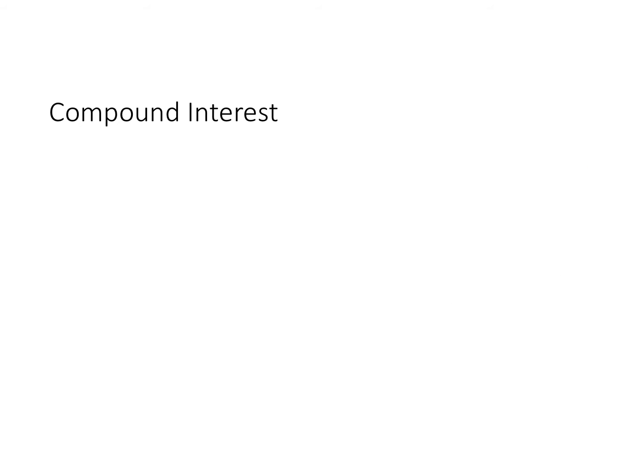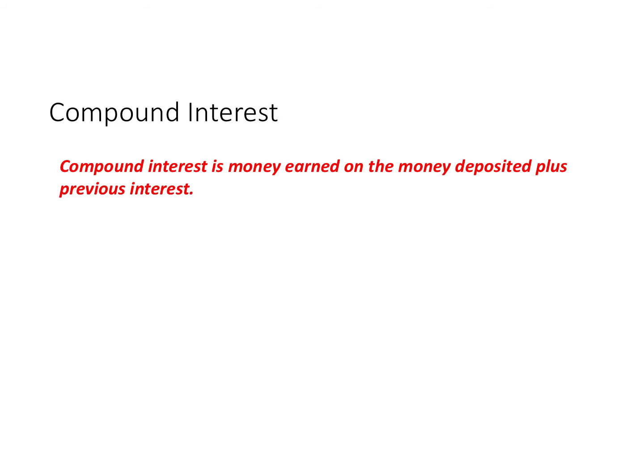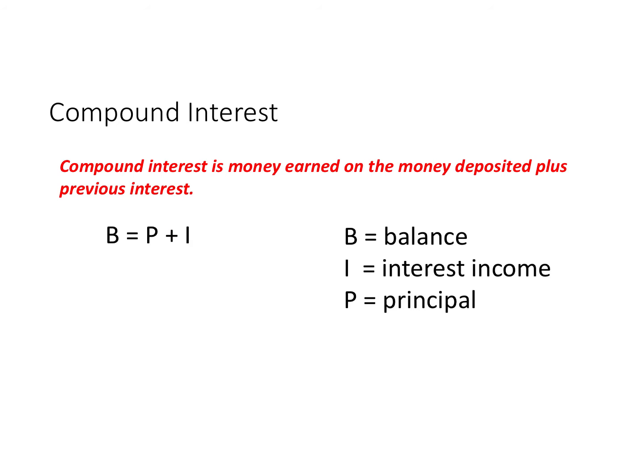So what then is compound interest? Compound interest is money earned on the money deposited, in other words, the original principal, plus any previous interest. So let me make that clear. Compound interest is money earned on the money deposited plus any previous interest. So you might think of this as the balance in your account is equal to your principal plus any interest income that you've earned.